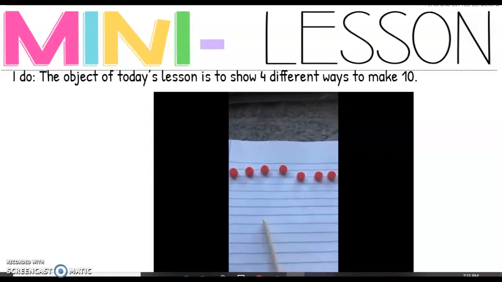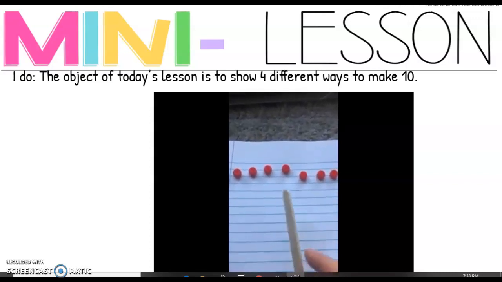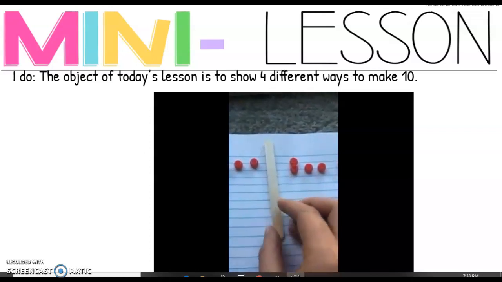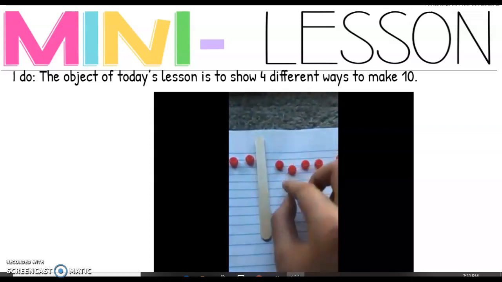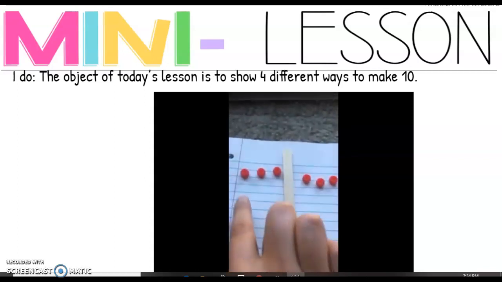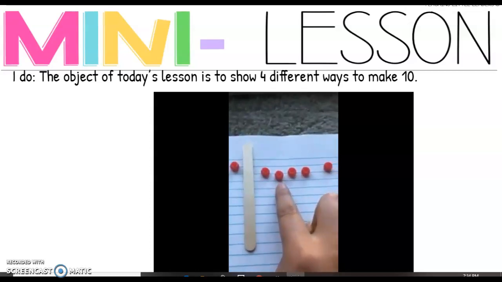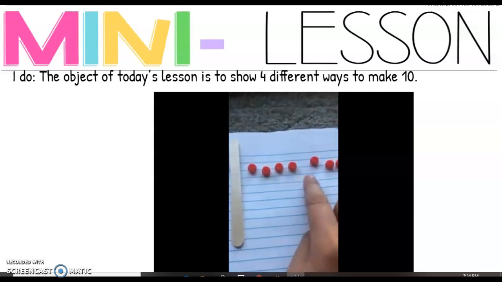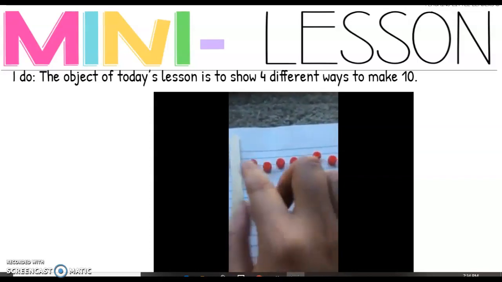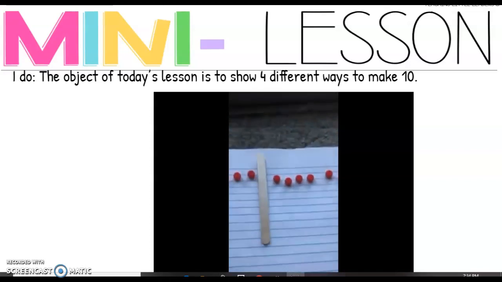I'm going to start. I can choose any way to do this, but I'm going to start with 3 birds on one side of the wire, and then I'm going to count to find out how many birds would be on this side of the wire. So I have 1, 2, 3, and on this side I have 1, 2, 3, 4, 5, 6, 7. So 3 plus 7 gives me my 10 birds.